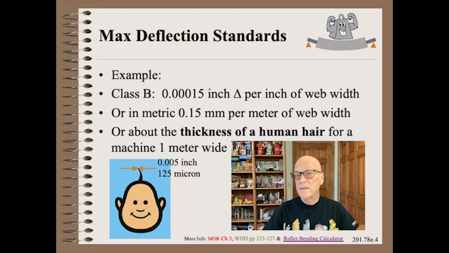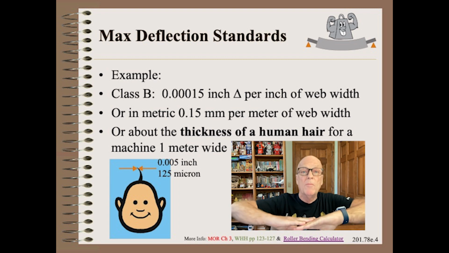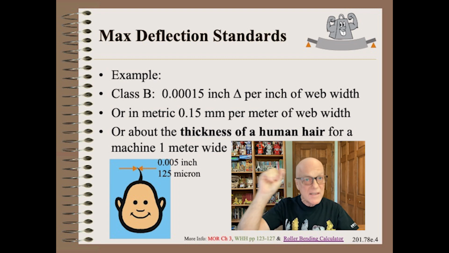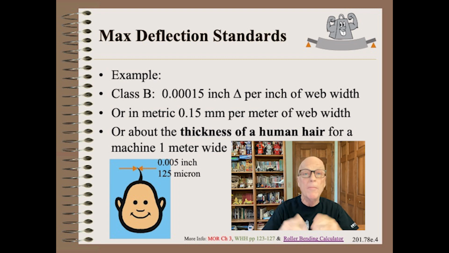For these reasons and many others, many in the industries have proposed standards for maximum allowable roller deflection. The most common is a Class B deflection, which, for example, would allow the roller to bend at most the thickness of a human hair under maximum loads for a 1 meter wide machine.